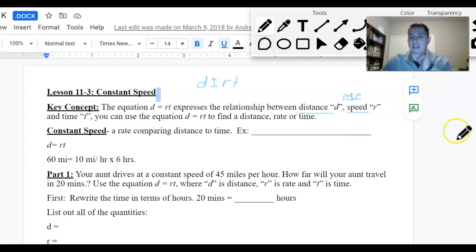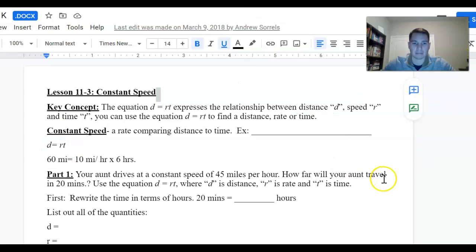R-A-T-E, that looks really bad. Or the time. So an example here is D equals R times T. You have 60 miles as your distance. Your rate or your speed is 60 miles per hour. And your time is 6 hours. Okay, so those are all three, and that's how that works there. Let's go ahead and move on to part 1 and give an example.